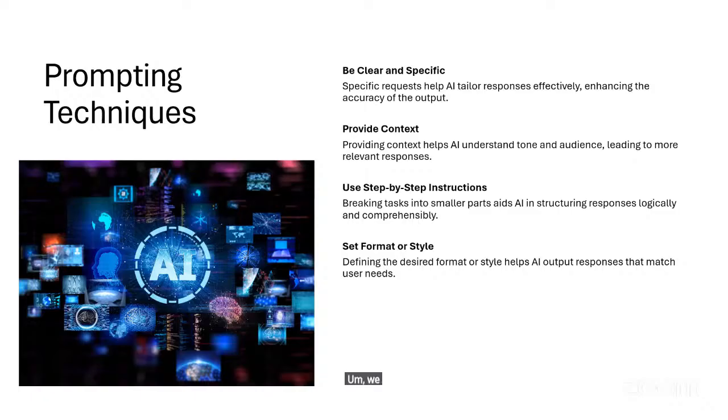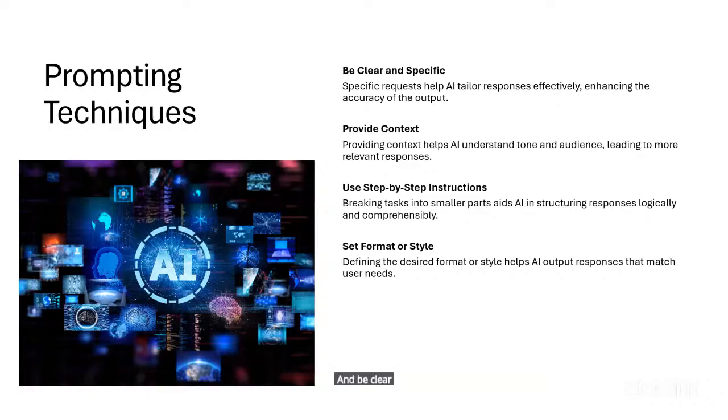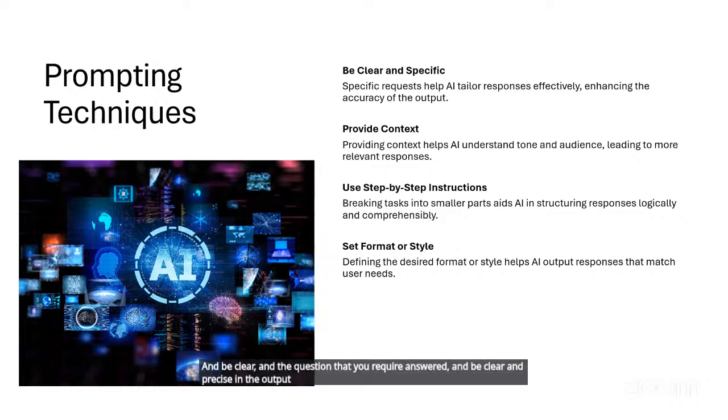We can have it in bullet points. We can ask it to transform it into a table. We can even ask it to transform it into an index where you need to click on it to expand it. Those are some of the options that are available. So be clear and precise in what you require, be clear in the question that you need answered, and be clear and precise in the output that you expect. It's always good to provide context.